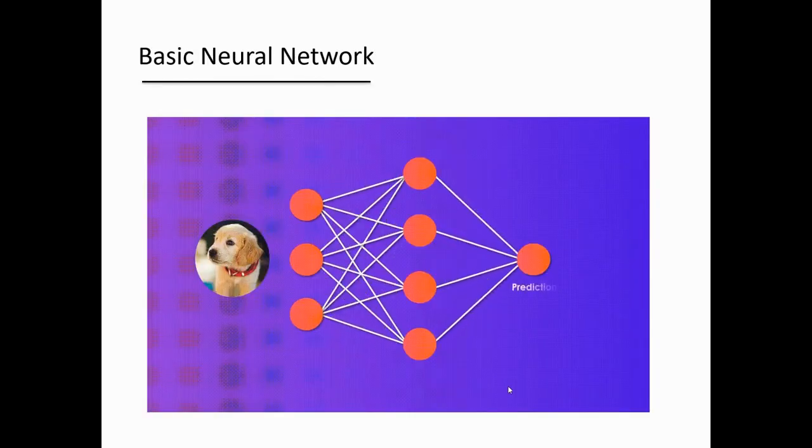This is a small example of how a neural network works. When you give the input image as a cat, it will predict it as a cat. Internally there will be some calculations based upon the weights and some features it will be recognizing, and then it will generate the prediction as cat or dog.